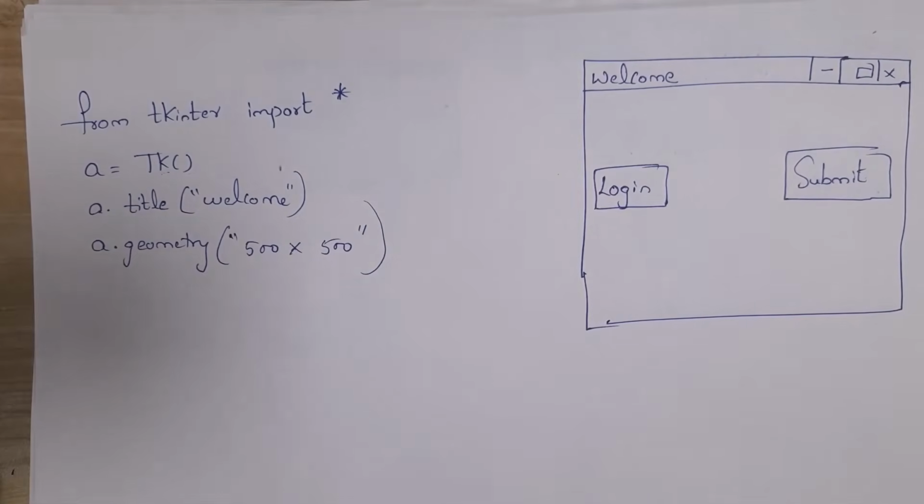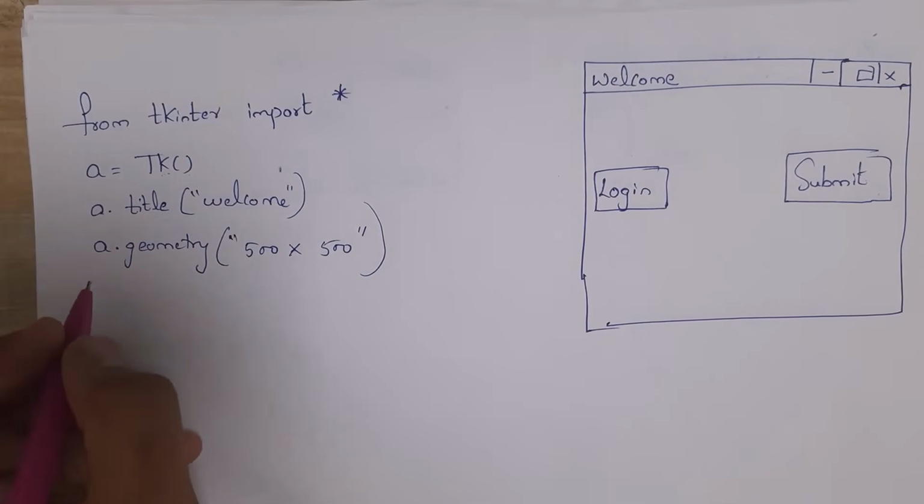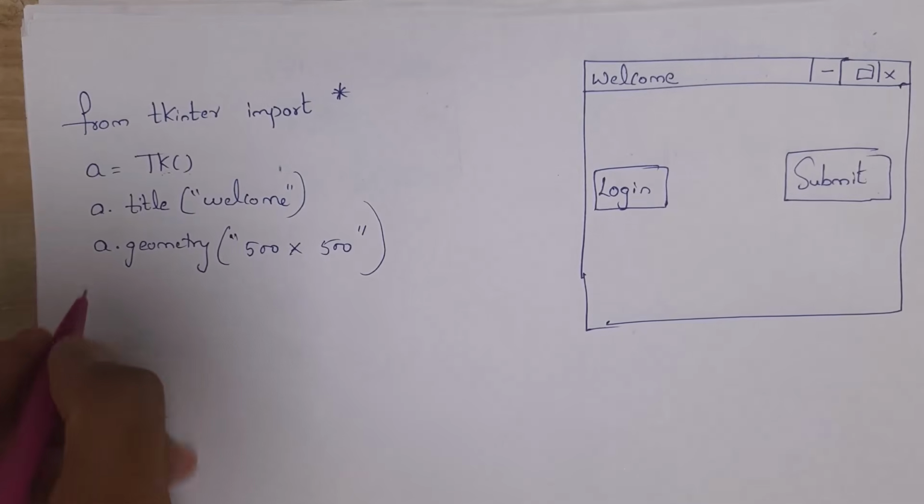Now inside this window, I want to insert button widget. I want to insert login button left side. So just write here, you can take any variable name. Here I am creating button. So I am taking variable name as b.